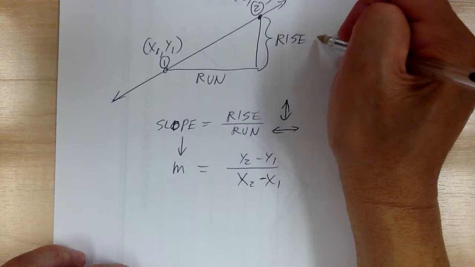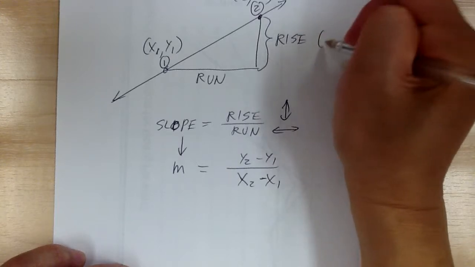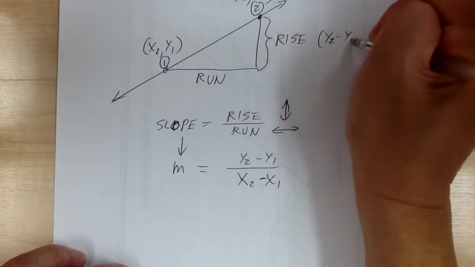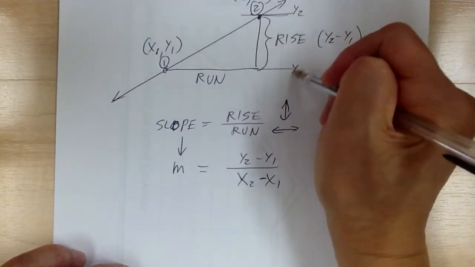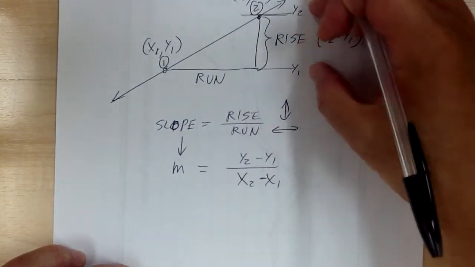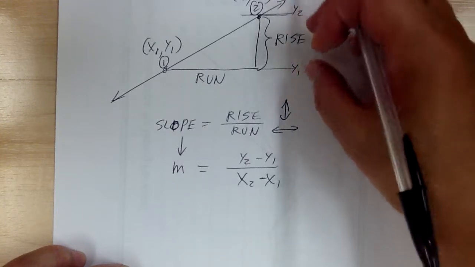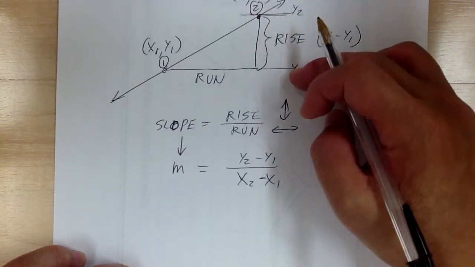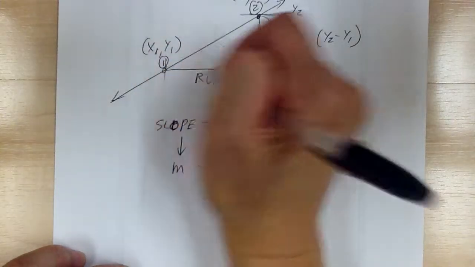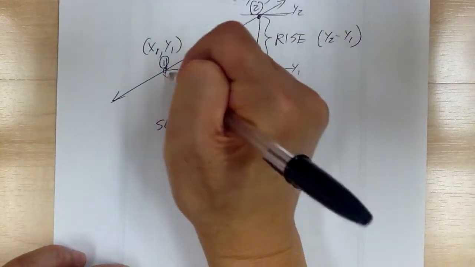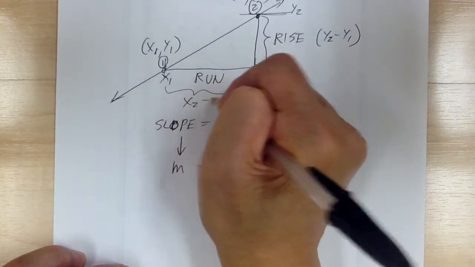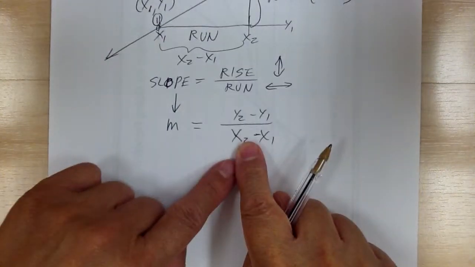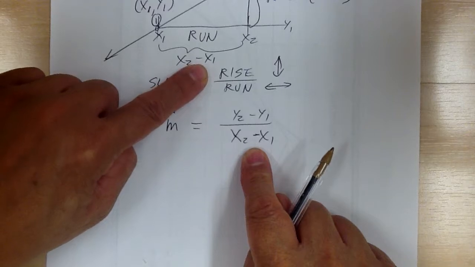Now the rise is going to be equal to y2 minus y1. Right? So it's y2 here, and that's your y2, here's your y1. You're looking at y, right? So the difference between them is the end minus the beginning. Same thing over here. So that's your x2, that's your x1. So the run is equal to x2 minus x1. So that's where these things came from. The run is x2 minus x1.